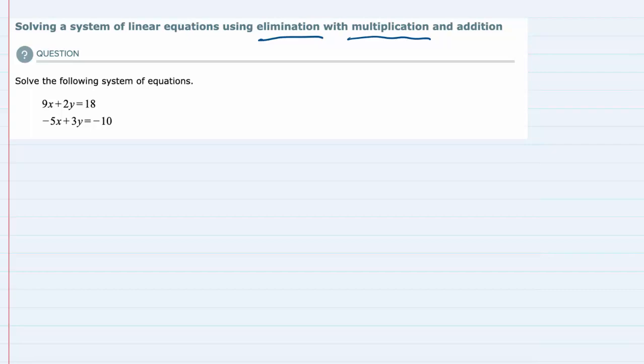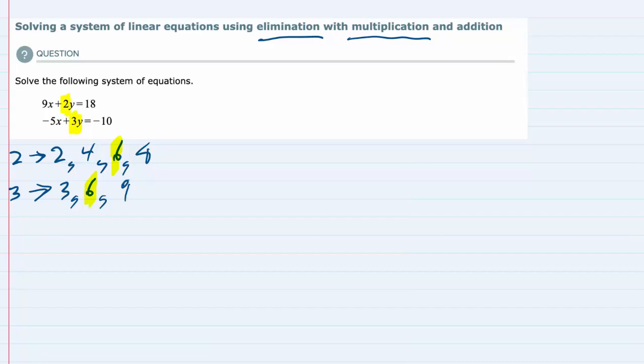So the multiples of 2 are 2, 4, 6, 8, etc. The multiples of 3 are 3, 6, 9, and so on. And we can see here that the lowest common multiple is 6. So what that means is that I should be able to turn each one of these equations into an equivalent equation, but turning these values into 6's.